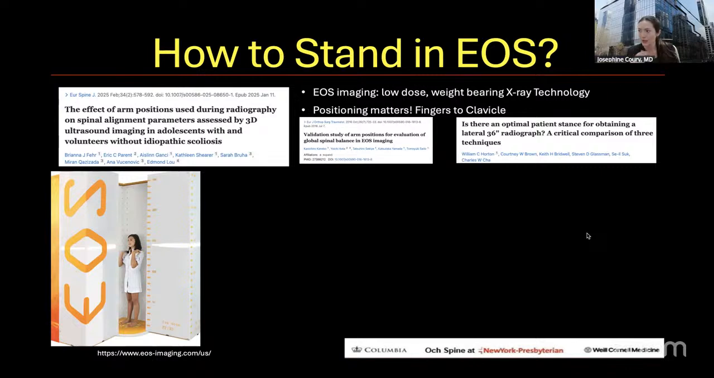So in the bottom left here, you can see that this is the image from the EOS technique. It's on their website posted for how you should stand inside of an EOS machine. And studies, some of these ones that I've listed up here, have found that when patients raise their arms or if they're leaning on something, that it can actually change their kyphosis, lordosis, and even reduce the size of their scoliotic curve if their hands are raised up above.